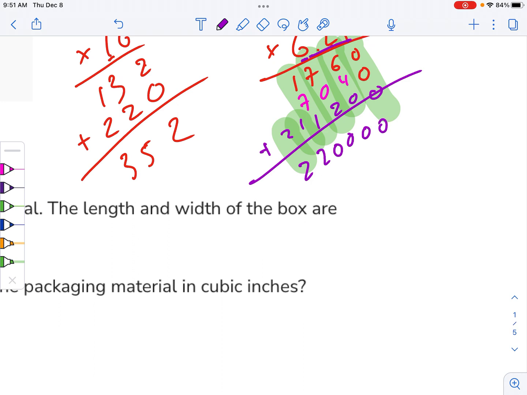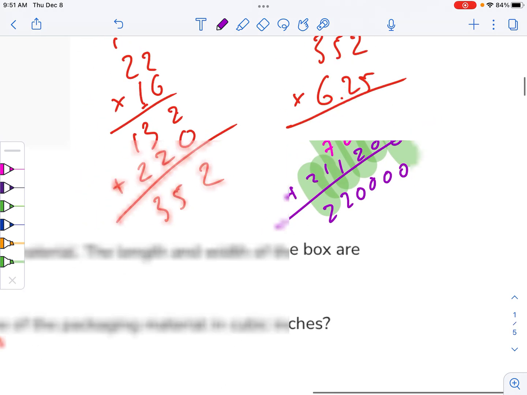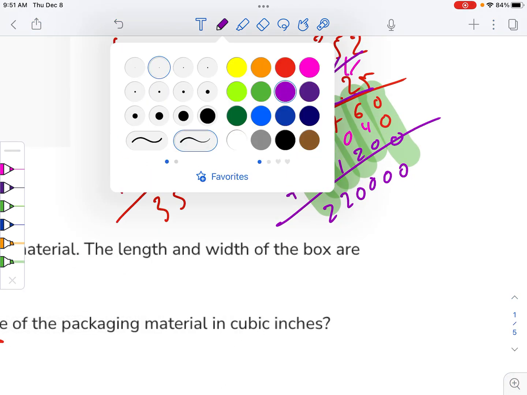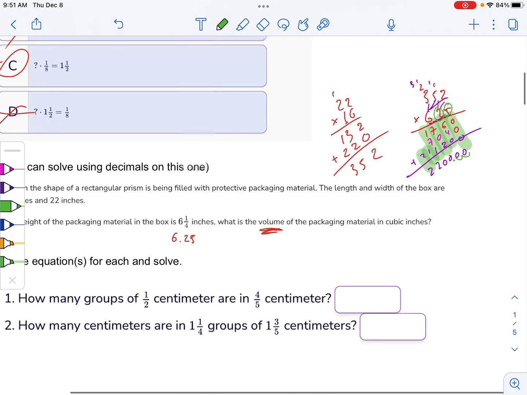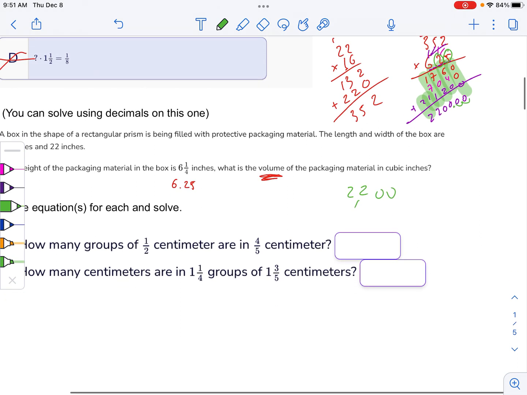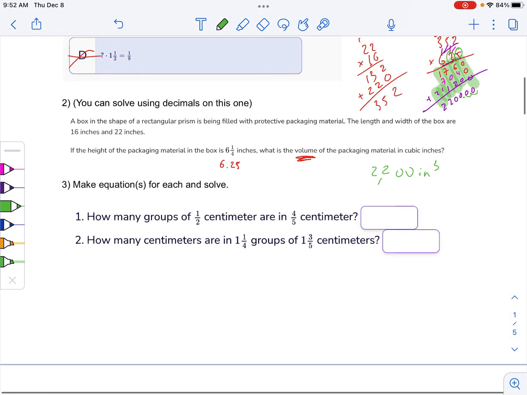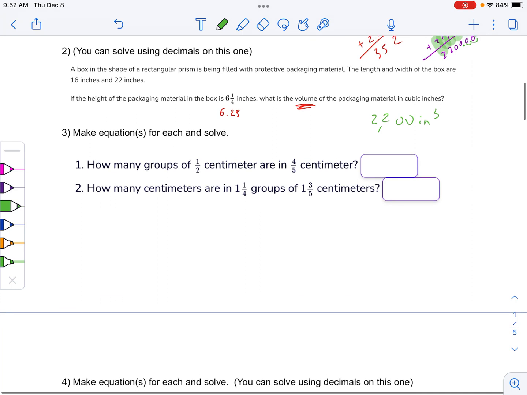And I end up with 22. Oh my goodness, look at all those zeros. I'm going to come back to my place values and make sure I put my decimal in the right spot. I have 2 place values after the decimal, so I'm going to move my decimal 2 places. So, what is the volume? It looks like it is 2,200 inches. Volume is going to be to the 3rd power. Yay. All right.